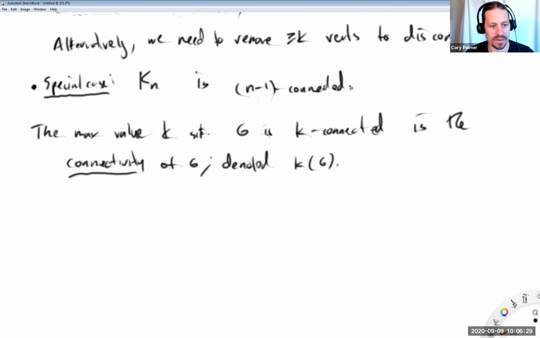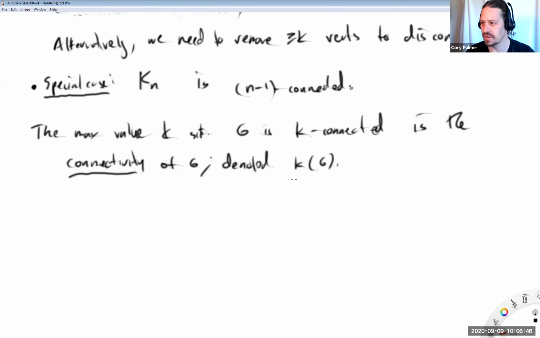Okay. So I like to think of it, connectivity is one more than the largest number that is safe to remove from the graph. If you can remove 10 vertices and no matter how you always remain connected, then you're 11 connected. You're safe under the removal of one less vertex always.